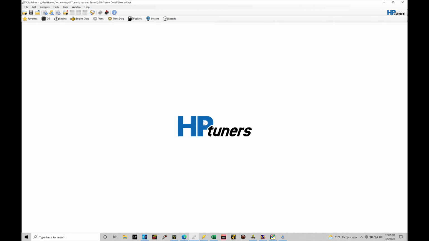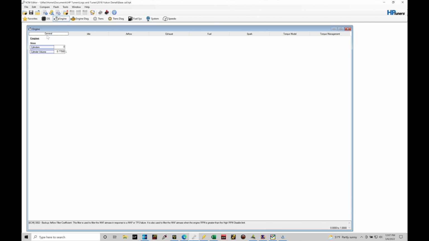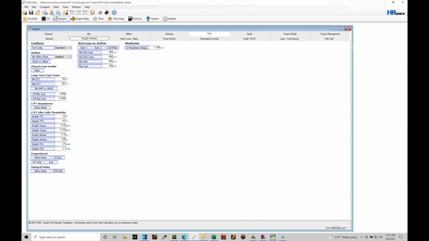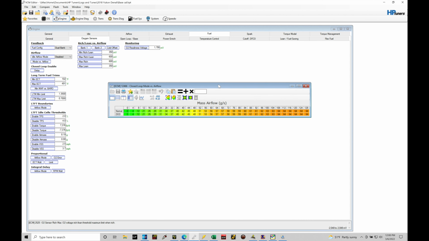Very first thing here, let's jump into our engine tab. We're going to go into general in our tab and then move across into fuel. Under fuel, we're going to jump into oxygen sensors, where we were looking in the previous tutorial. We established in the last tutorial our different mode versus airflow thresholds. So we know we have a certain amount of airflow coming into the engine. We're registering that with our mass airflow sensor reading in grams per second. That's going to be the gray values up top in our table here. The actual values in the table establish what airflow mode we're actually operating in.